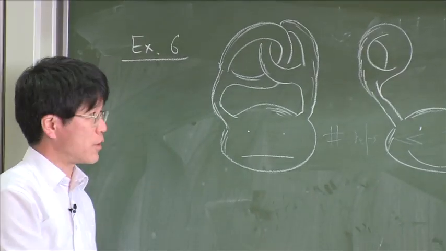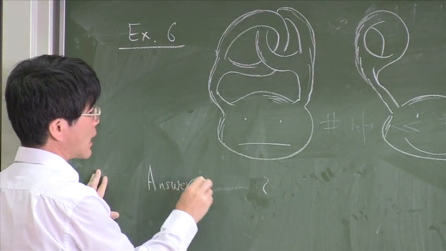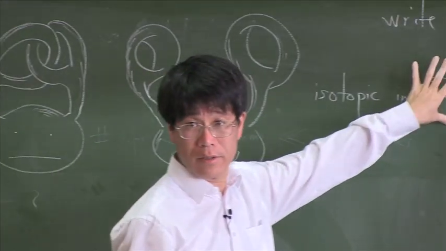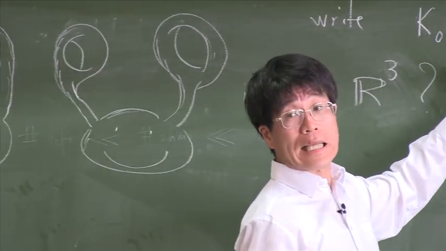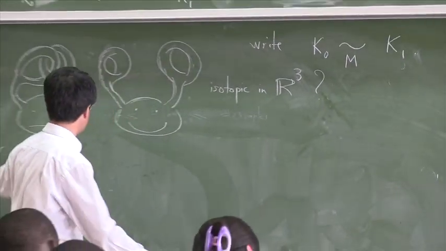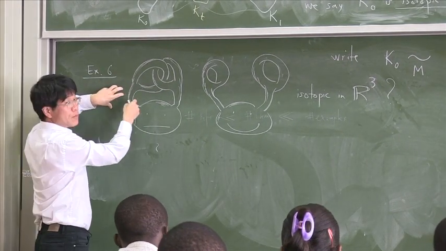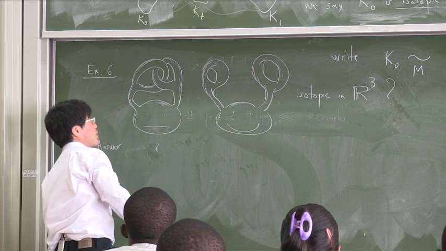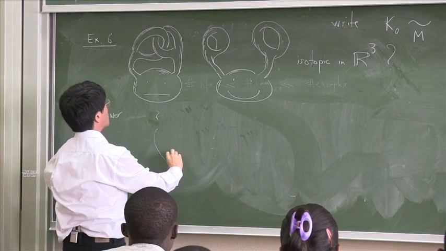Let's try to isotope. Answer. And all those isotopies are in R3. So when I write this, I'm not going to write this M or R3 every time, but it means in R3. First, please imagine that I take this arm, and then make this hole larger and larger. So, what we shall see is the following picture.